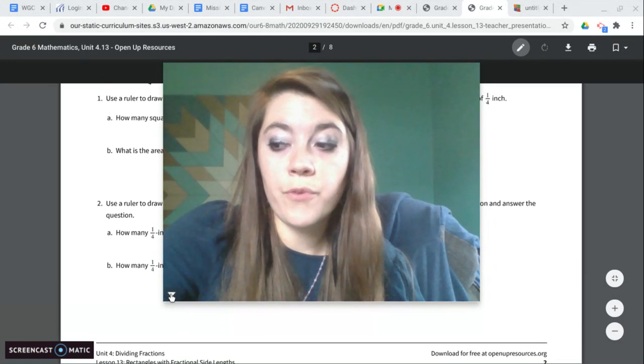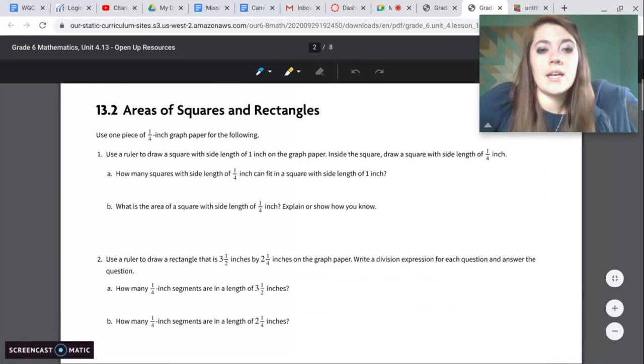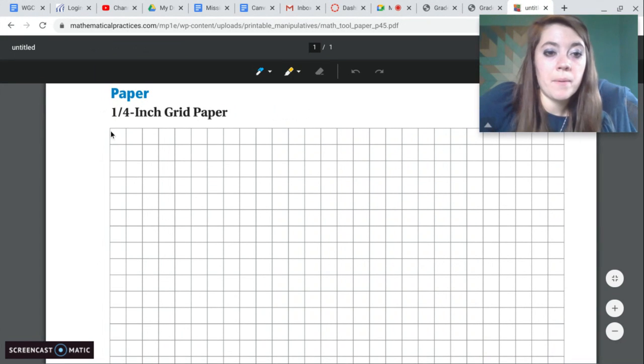So unit 4, lesson 13. So what we're looking at here is areas of squares and rectangles. So we're using a piece of 1/4 inch graph paper for the following. We're going to use a ruler to draw a square with a side length of 1 inch on the graph paper. Inside the square, draw a square with the side length of 1/4 inch. How many squares with a side length of 1/4 inch can fit in a square with side length of 1 inch? So let's go to the graph paper.